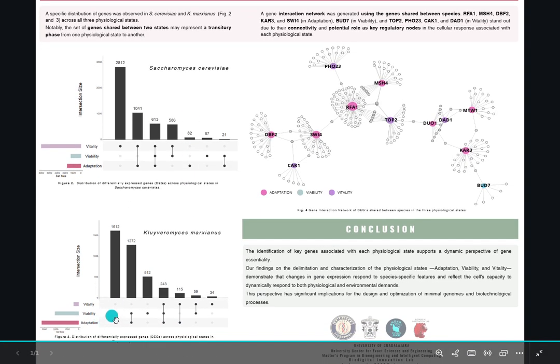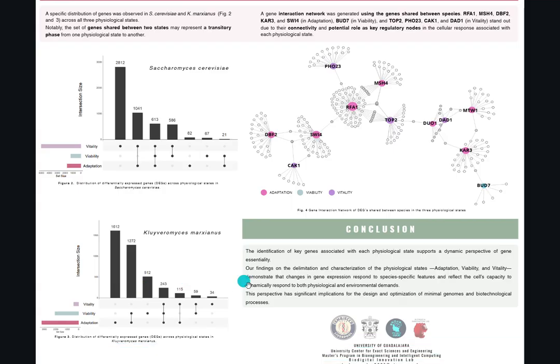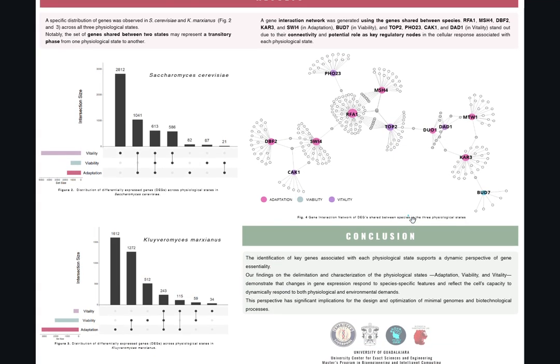In single dots we have the genes that are found unique for each physiological state, the genes that were found in the three physiological states, and the transitory phase from one physiological state to another.